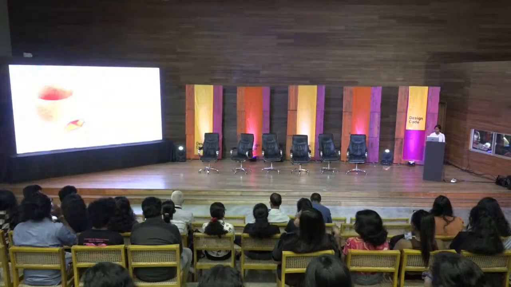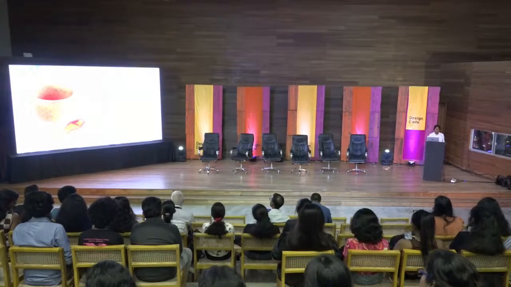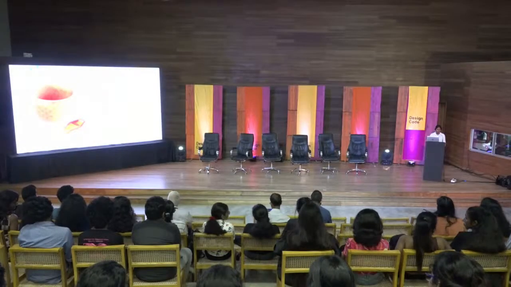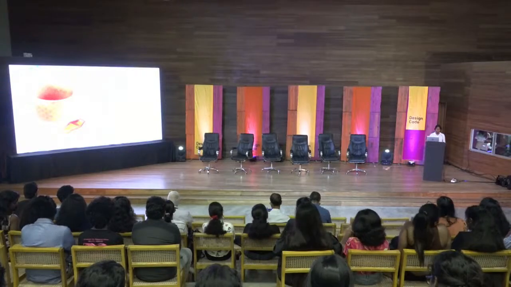So in this study, we talk about customized packaging for fragile food, which is creating packaging that is specifically designed to protect and preserve fragile food items, especially during transportation and storage. And this fragile food item for this study is edible cups and spoons. The edible cutlery has emerged as an eco-friendly alternative to single-use plastic cutlery, but its fragility brings packaging and transportation challenges. This study of designing and development of packaging considered the unique characteristics of this food item, such as fragility, shape, and perishability.